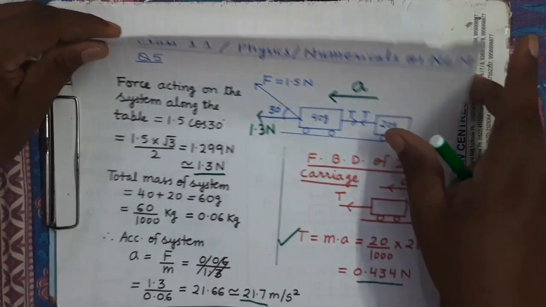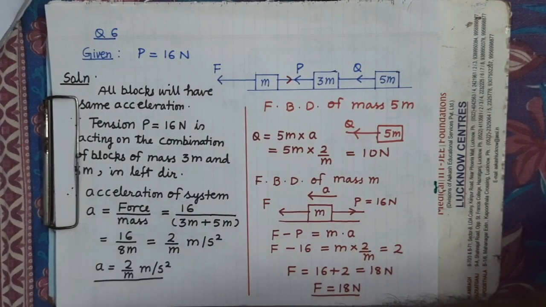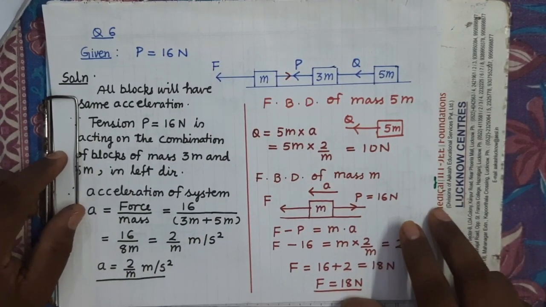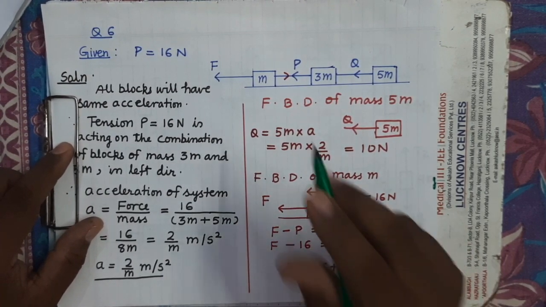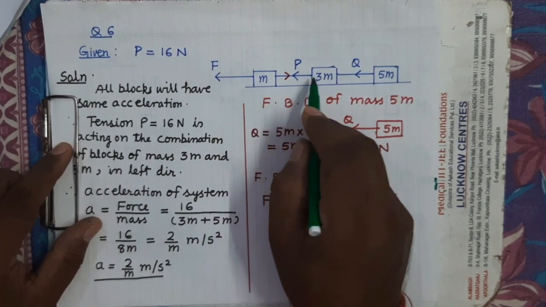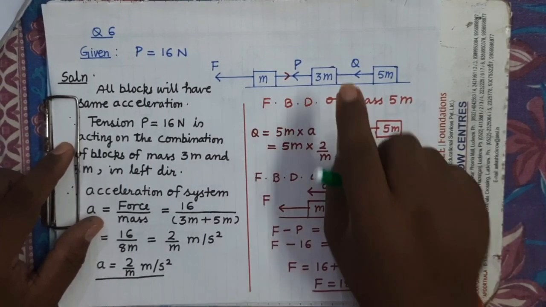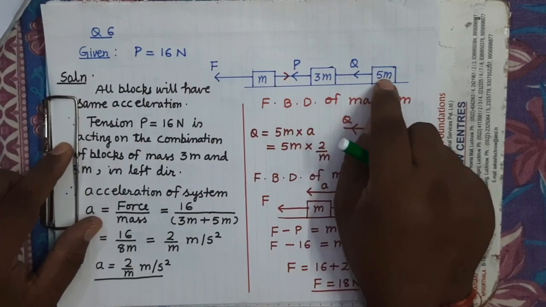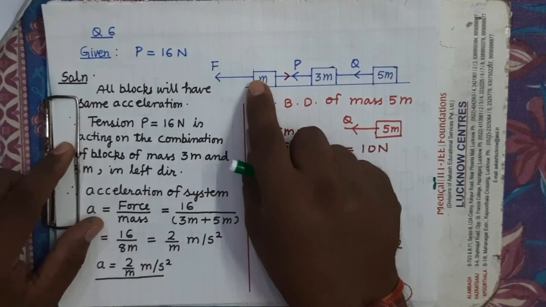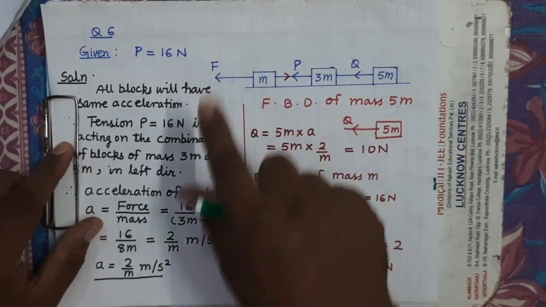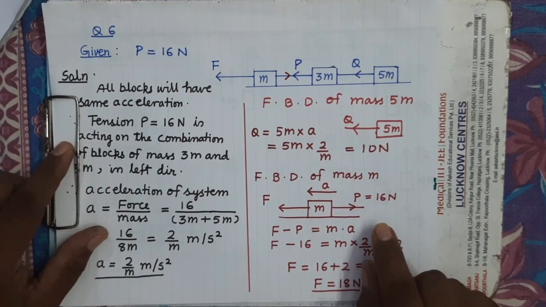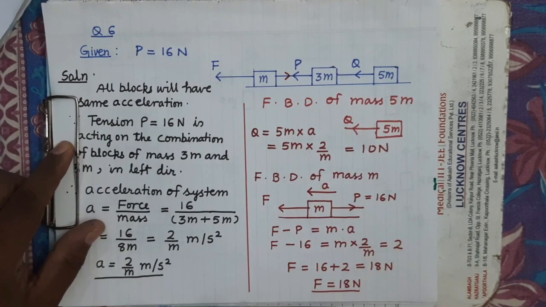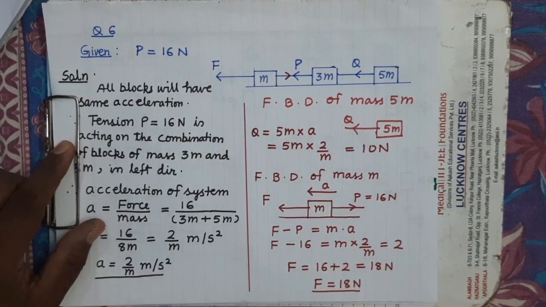Now you see the question number 6. Here in the given figure, 3 blocks are connected by strings. This is one string which is connecting M and 3M. This is the other string which is connecting 3M and 5M. And this is the third string by which this whole system is being pulled by applying the force F. Here it is given that tension P equals 16 Newton.